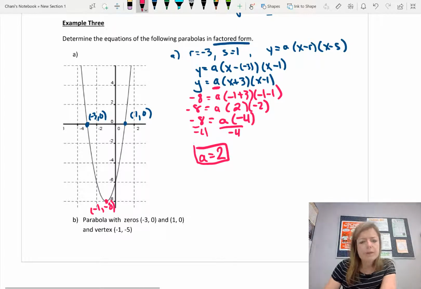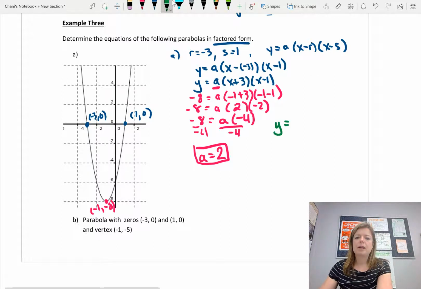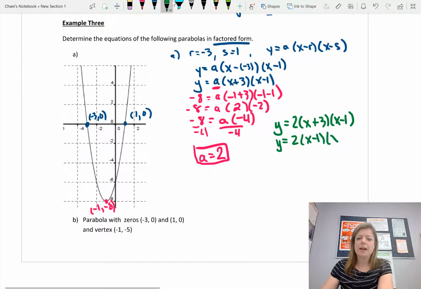Okay, we can confirm this by looking at our parabola. When you go over 1, you're going up 2, which is consistent with an a value of 2. So we have our equation, y equals 2, x plus 3, x minus 1. Now, you could also write it as 2, x minus 1, x plus 3. The order of these factors doesn't actually matter, but the 2 does need to be out front.